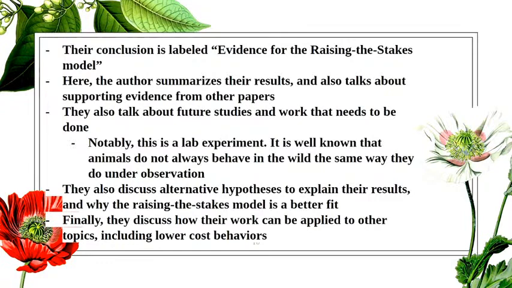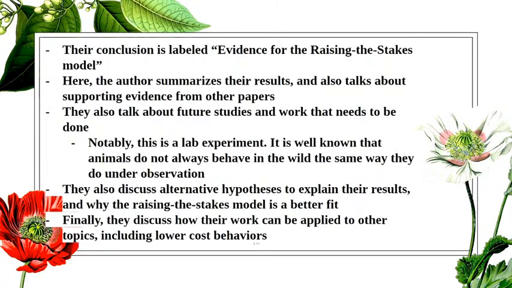This is another thing I realized that probably made this not the best example. They don't have a specific conclusion section. Their conclusion is labeled evidence for the raising the stakes model, but it is their conclusions. So this is where they summarize their results, and they also talk about supporting evidence from other papers. Supporting evidence from other papers could also be included in the introduction, but they didn't really have a set apart introduction. They more had a summary. So they also talk about future studies and work that needs to be done.